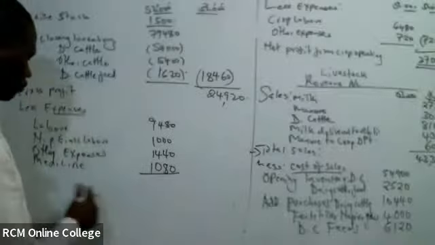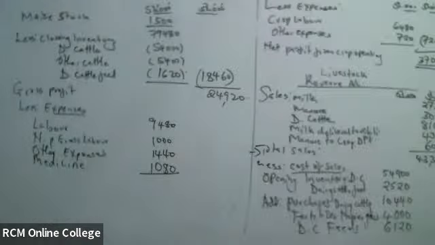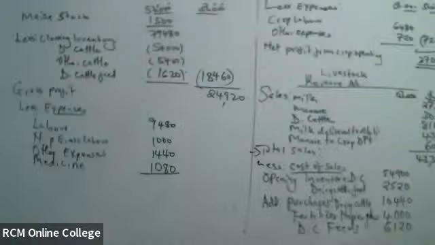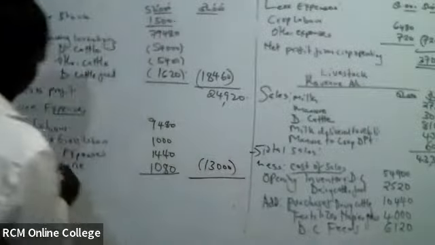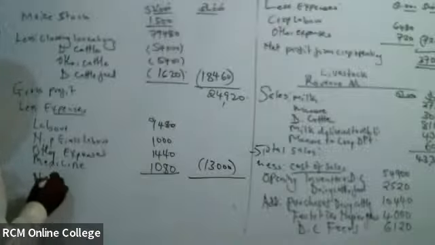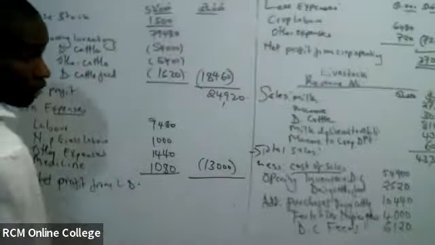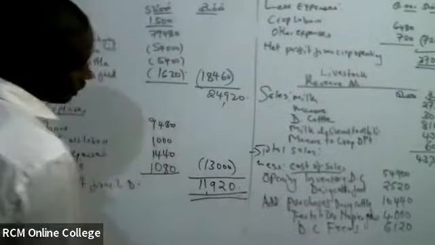So you can add the total to get the profit for this now. Just add. What is the total expense? Total itakuwa ngapi? 13,000. Now, when you less, we get the net profit from livestock department. So tutapata 11,920.